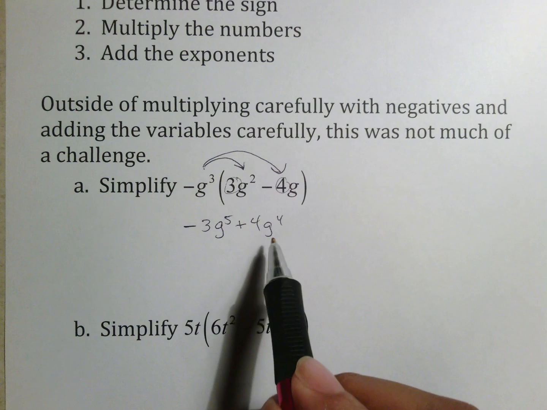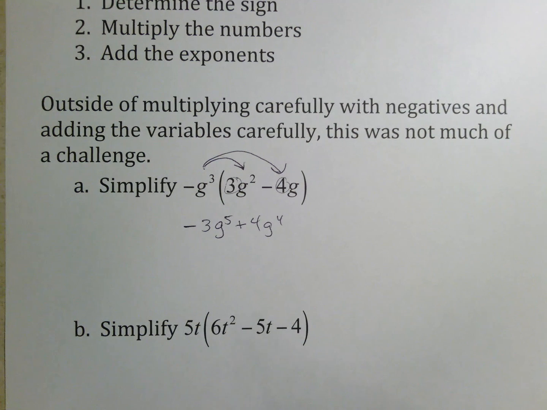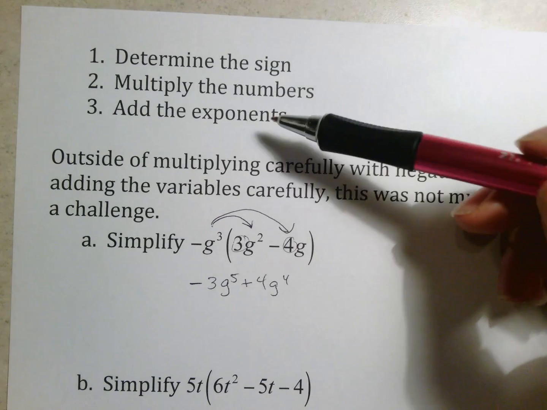This is where a lot of you messed up on your quiz, but again, it's 3 G's here, 1 G there, which makes 4 altogether. You've got to make sure you slow down and do all 3 of these steps. Find your sign, multiply the numbers, add the exponents.